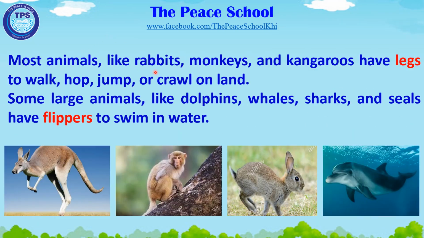Most animals like rabbits, monkeys, and kangaroos have legs to walk, hop, jump, or crawl on land. Some large animals like dolphins, whales, sharks, and seals have flippers to swim in water.